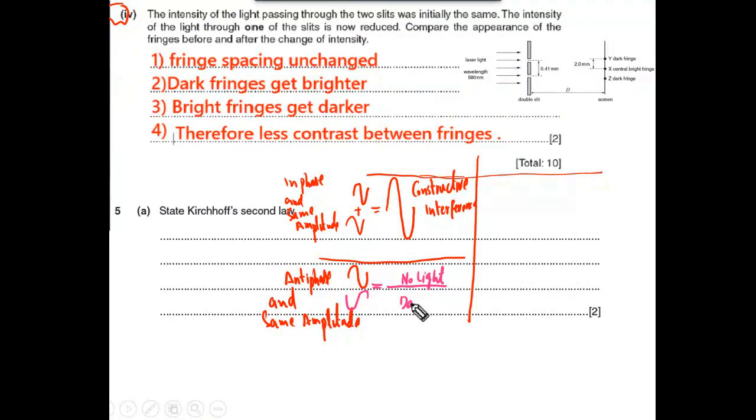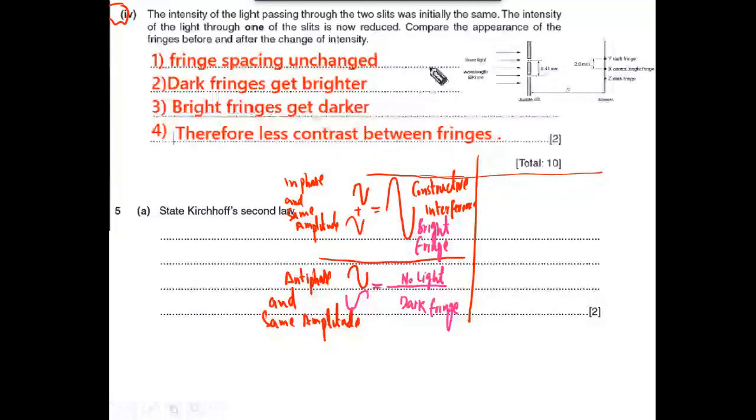We also give a name to this one. We call this a bright fringe. So in this case, we call this one a bright fringe. So this is what we have understood.